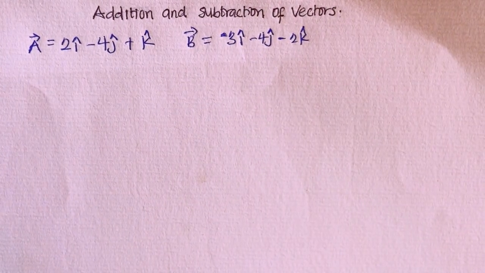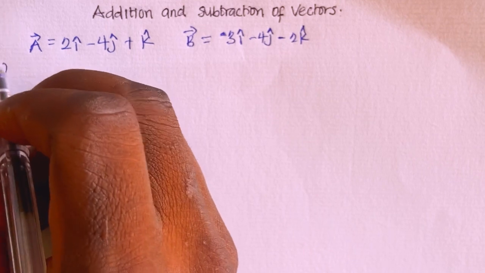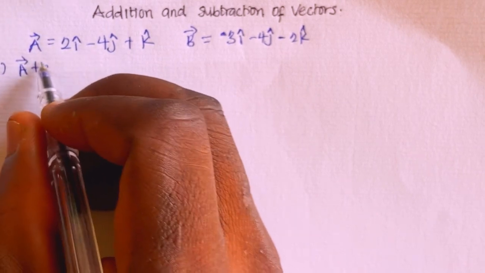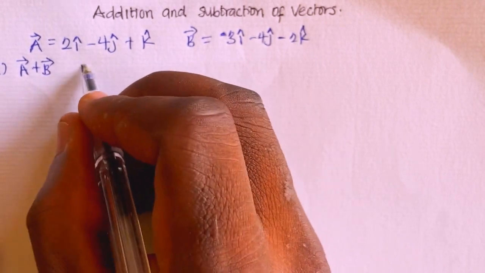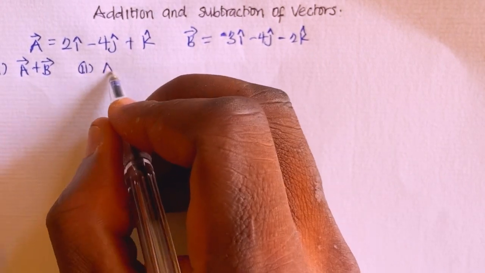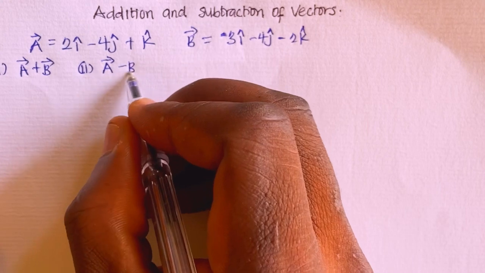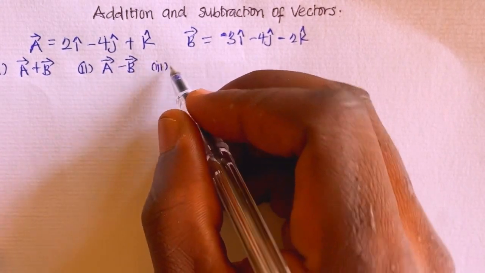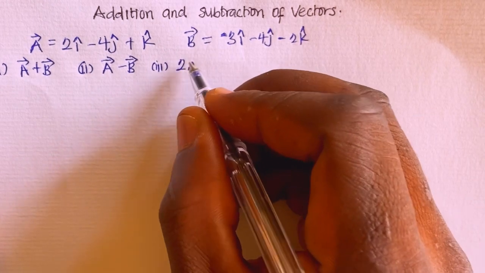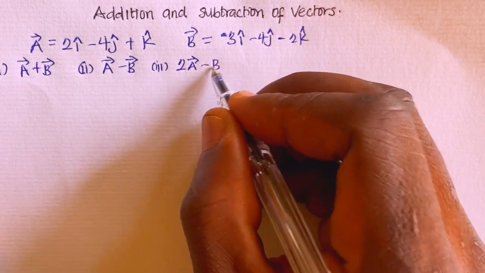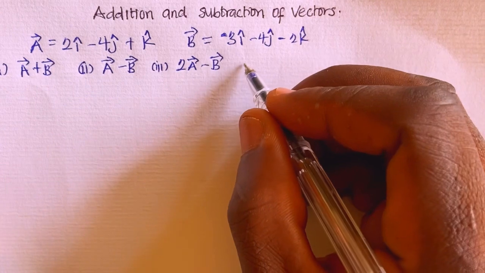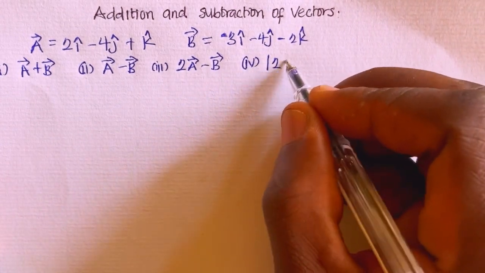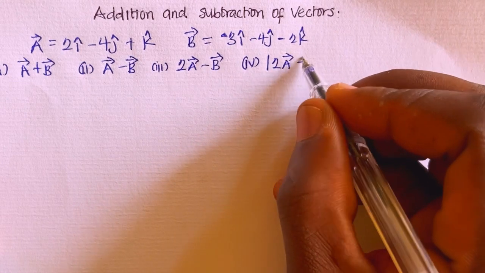So here I'm asked to find, in the first case, A plus B. Then in the second case, vector A minus vector B. The third case, I'm asked to find vector 2A minus vector B. The next case, which is the fourth case, I'm asked to find the magnitude of 2A plus B.